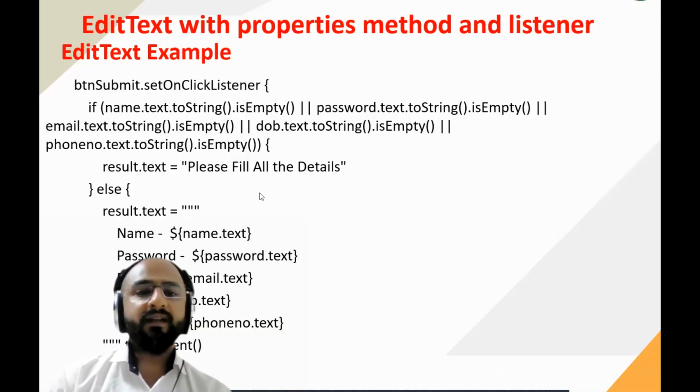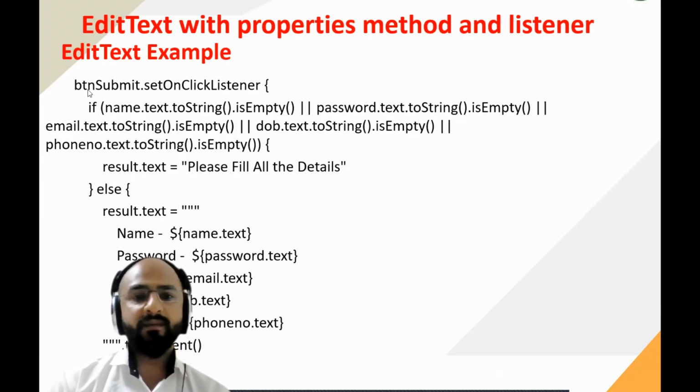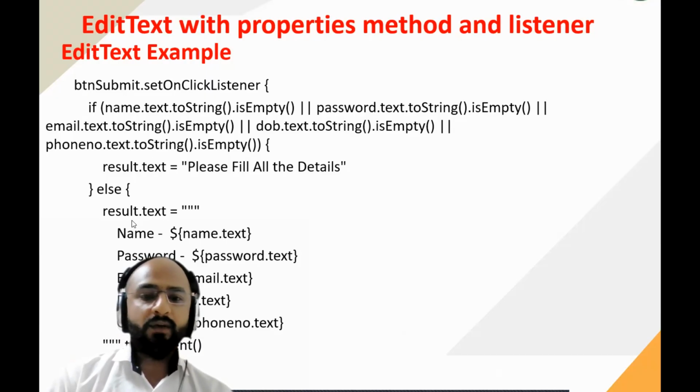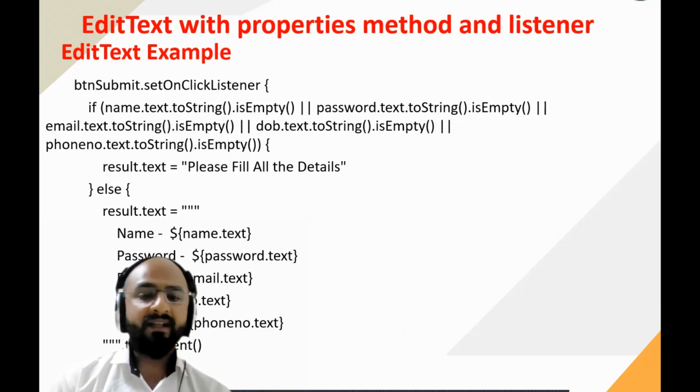और अगर कोई भी एम्प्टी नहीं है तो वो एल्स में जाएगा. नेम, पासवर्ड, ईमेल, डेट ऑफ बर्थ, फोन नंबर, एक भी एडिट टेक्स्ट एम्प्टी नहीं छोड़ा यूजर ने और बटन के ऊपर क्लिक करा है तो वो एल्स में जाएगा, क्योंकि ये सभी कंडीशन फॉल्स पड़ेगी. सो रिजल्ट डॉट टेक्स्ट इक्वल टू, ये वाला जो है वो हमने टेक्स्ट में डाला है, नेम डॉलर नेम डॉट टेक्स्ट, पासवर्ड डॉलर पासवर्ड डॉट टेक्स्ट, ईमेल डॉलर ईमेल डॉट टेक्स्ट. ये डॉलर वाला जो है वो कैसे एक्सेस करते हैं वो मैंने कॉटलिन का प्रैक्टिकल में दिखाया है आपको, कि कोई भी वेरिएबल का वैल्यू कैसे प्रिंट करना है. डेट ऑफ बर्थ डॉट टेक्स्ट, फोन नंबर डॉट टेक्स्ट, एंड trimIndent.